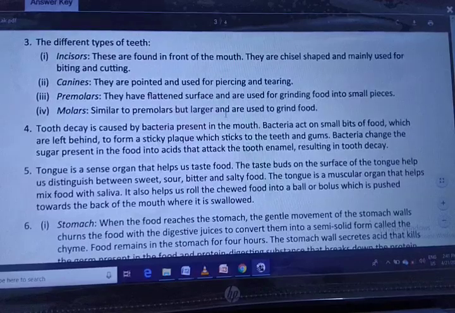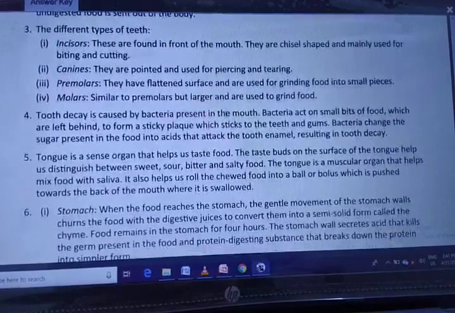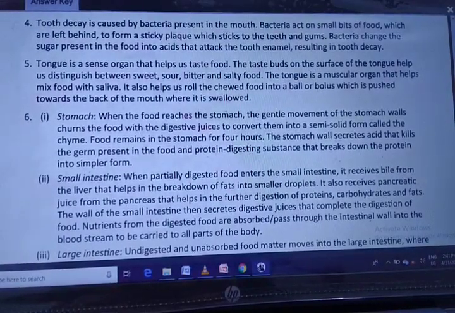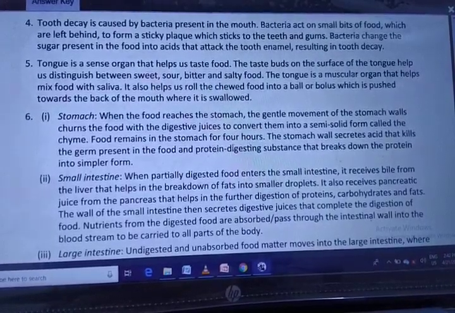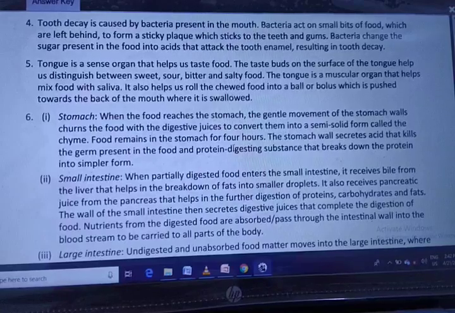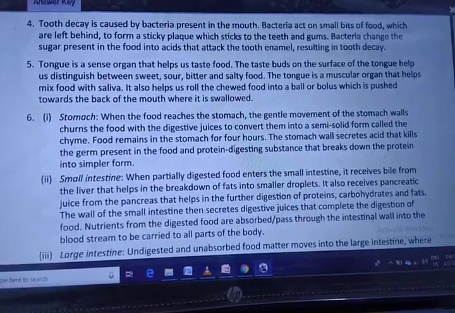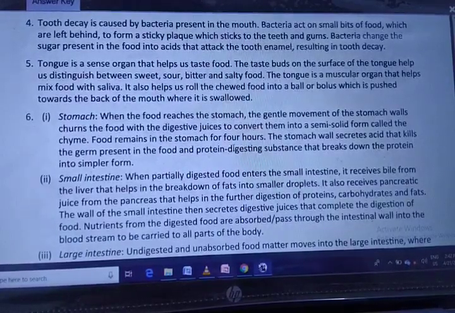Question number 4. What is tooth decay caused by? Explain how it occurs. Tooth decay is caused by bacteria present in the mouth. Bacteria act on small bits of the food which are left behind to form a sticky plaque which sticks to the teeth and gums. Bacteria change the sugar present in the food into acids that attack the tooth enamel, resulting in tooth decay.